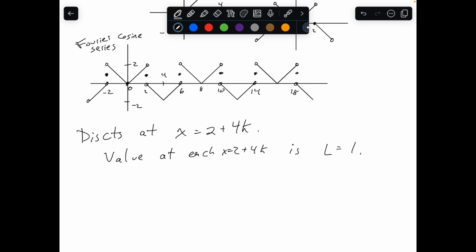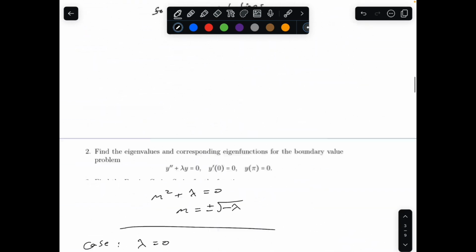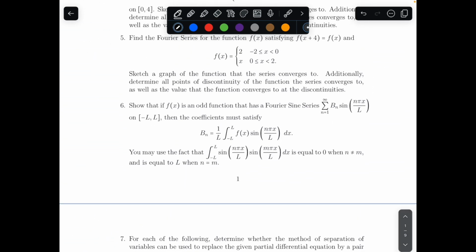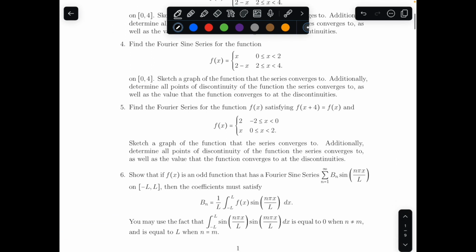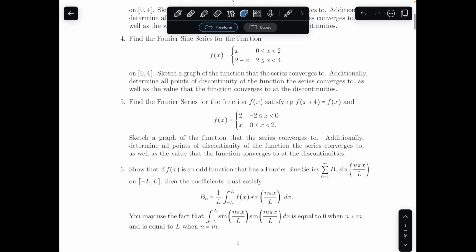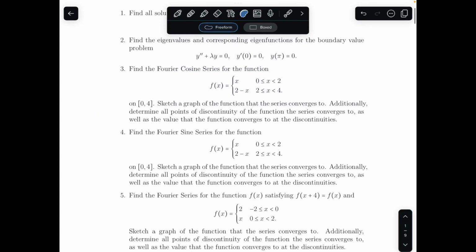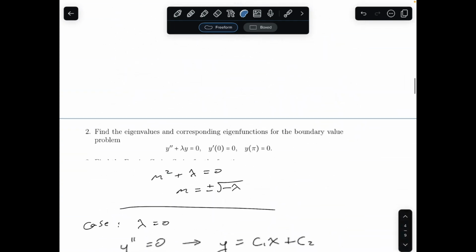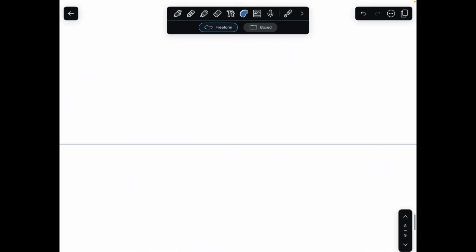All right, let's start going a little bit faster here. How are we doing on time? Oh, this is already getting really long. Oh well. All right, so that was Fourier sine series. No, that was Fourier cosine series. Oh my god, we're only on problem 4. Jesus. All right. Great. All right.